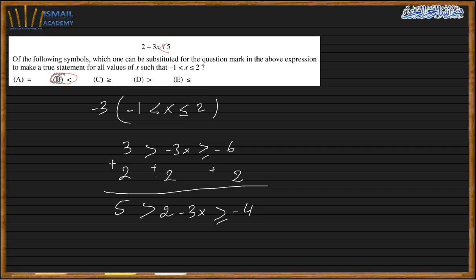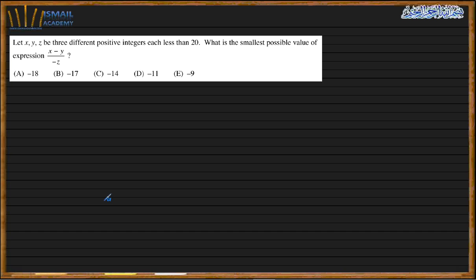All right, next one. X, Y, Z are three different positive integers less than 20. So X is less than 20, Y is less than 20, and Z is less than 20, and all of them are different. So what is the smallest possible value of X minus Y over minus Z?